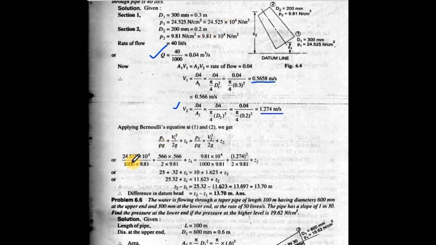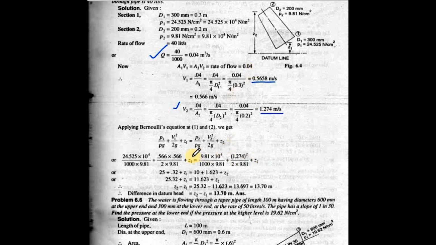Okay, so pressure 1 divided by 1000 into 9.81, because the fluid which is flowing is water, so density is 1000. Plus v1 squared, where the v1 value we have got is 0.5658, so the square of that divided by 2 into 9.81, plus z1, equals to what? P2, that is 9.81 × 10^4 Newton per meter square, divided by 1000 into 9.81. After that, the v2 value is coming out to 1.274, the whole square divided by 2 into 9.81, plus z2.